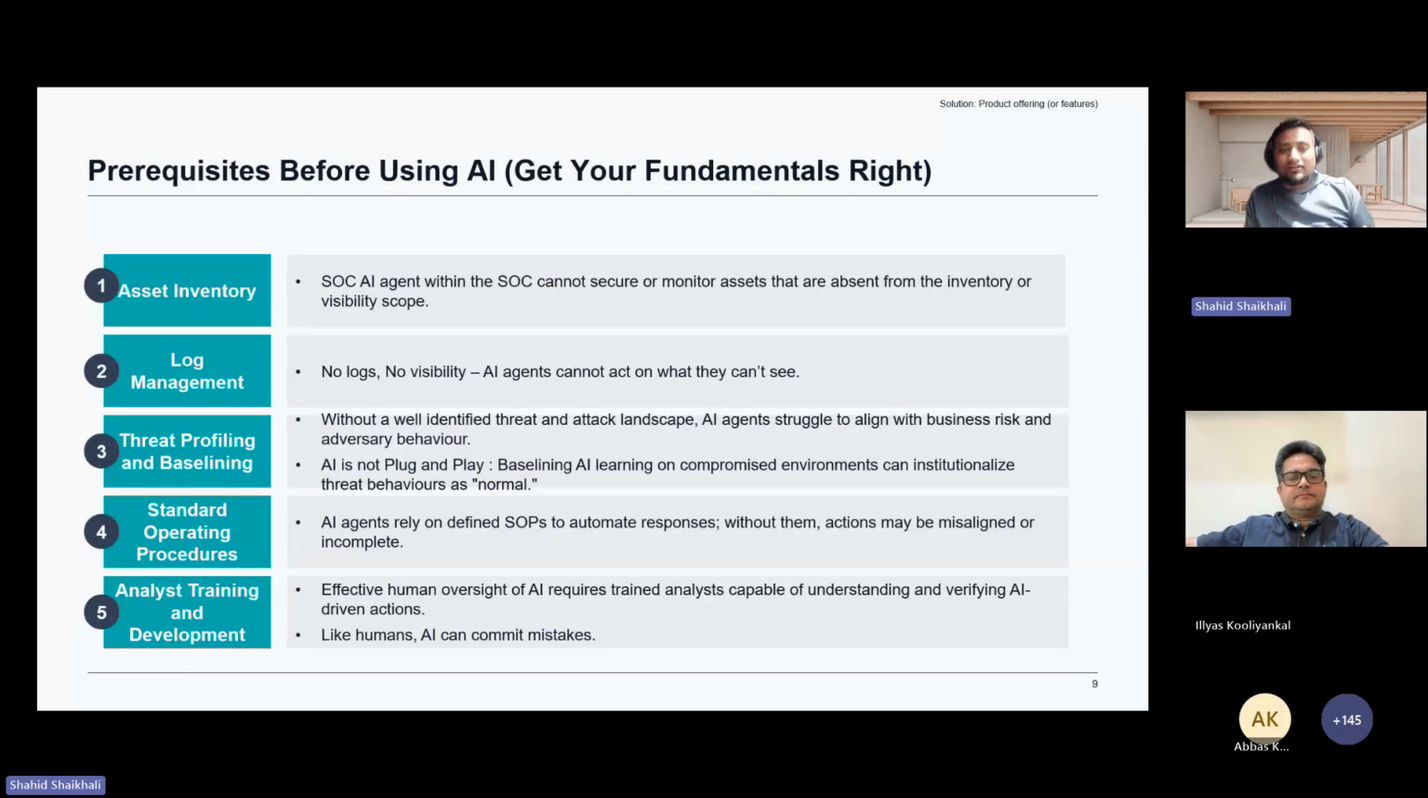Organizations, again, need to develop standard operating procedures. Without standard operating procedures, there would be no consistent response. This is likewise for humans as well as AI.